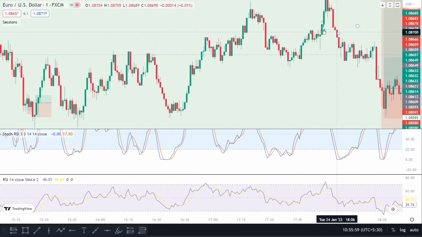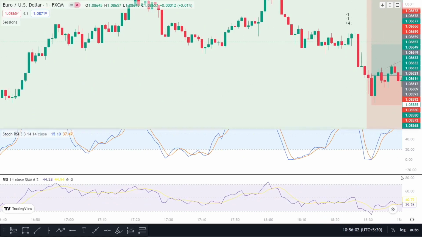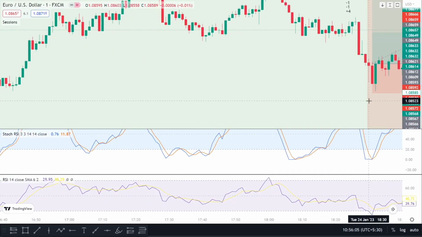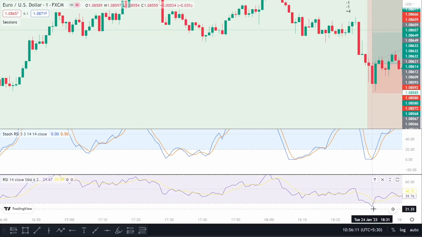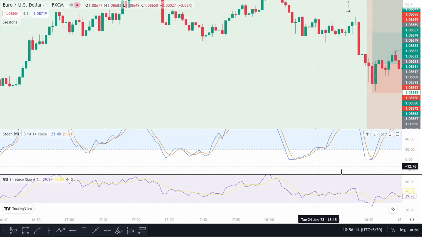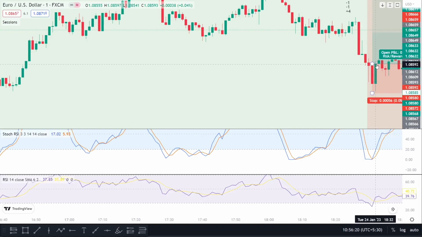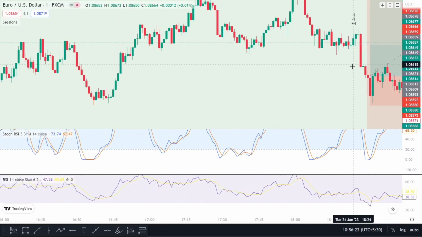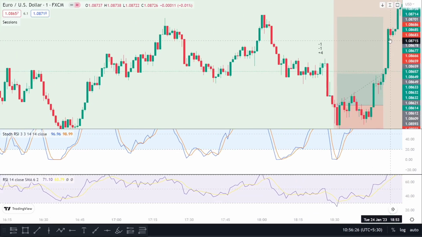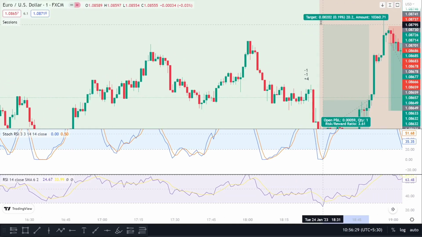Okay, so I guess we have an entry right here. As soon as the London and New York overlap starts, we get the price in the oversold region. We get an oversold, we get a crossover. Even the stochastic is oversold, we get a crossover. Both get a crossover at this candle, so we enter at this candle. Stop loss 0.4 pips below, and we target 1:4. So 1:4 should be something like around here, I guess.